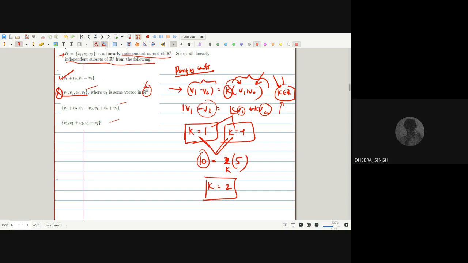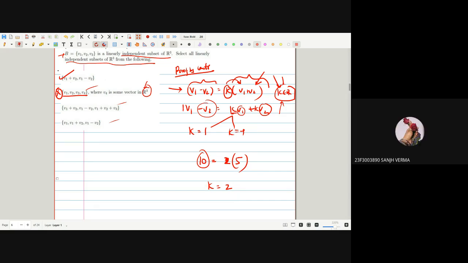Yeah, right. Had there been one scalar, then it would have been dependent. Because there is no one scalar, they are not dependent. Okay, clear.